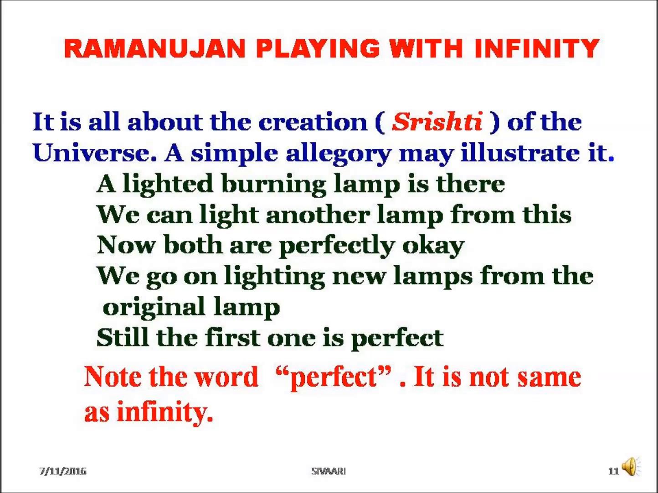A simple example may illustrate it. A lighted burning lamp is there. We can light another lamp from this. Now both are perfectly okay. We go on lighting new lamps from the original lamp. Still, the first one is perfect. Note the word perfect. It is not same as infinity.